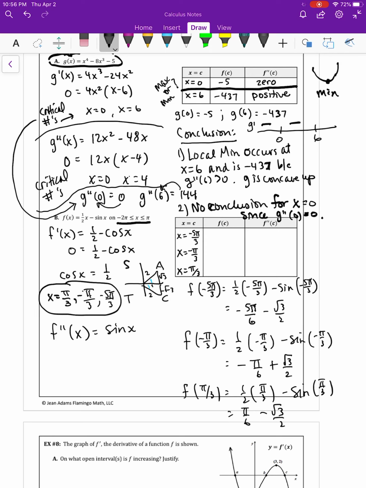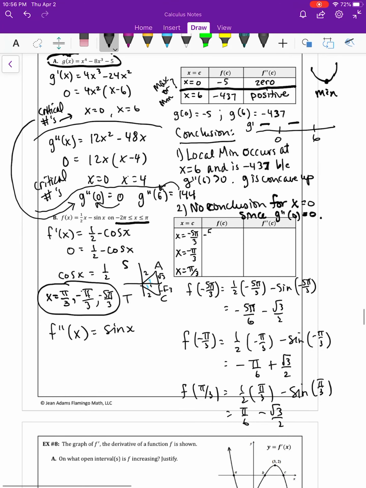And then minus square root of 3 over 2. So we've got negative 5 pi over 6 minus the square root of 3 over 2. We've got negative pi over 6 plus the square root of 3 over 2. And we've got pi over 6 minus the square root of 3 over 2. And now we want to look at what is happening with the second derivative at these points. And we just need to know positives or negatives.